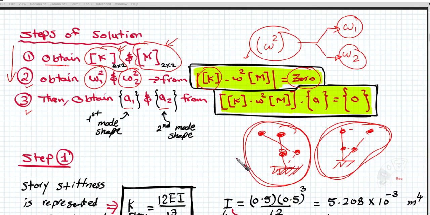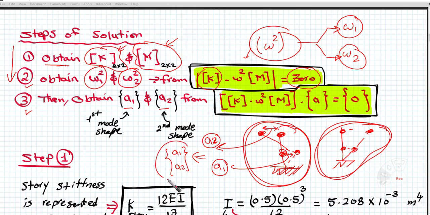So based on that, we need to know how much this amplitude is and how much this amplitude is, right? Let's assume this is A2 and this is A1, for example, which is the amplitude at the second floor and the amplitude at the first floor. We can put it like this, A1, A2, and we say that this one is the first mode shape, which I put here, first mode shape.